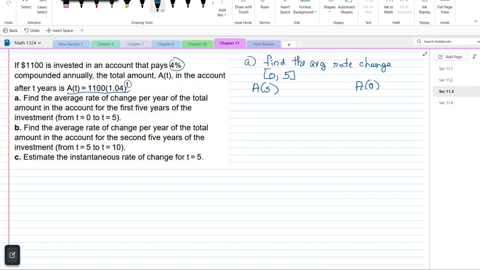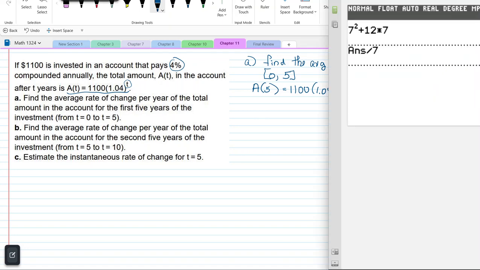All right, so let's do the A of 5, because then it's for 5 years. So we have 1100 times 1.04 raised to the 5. We're going to use our calculator for that.